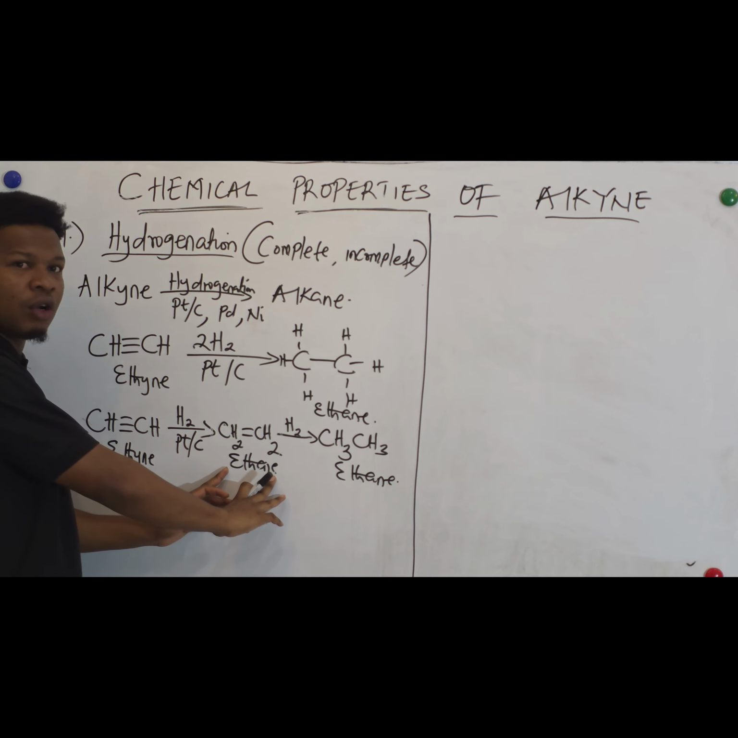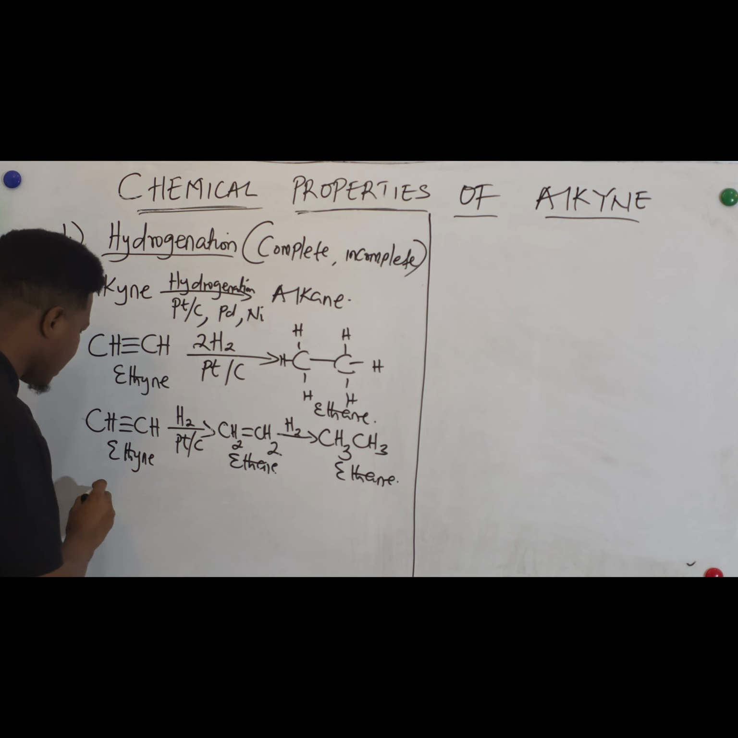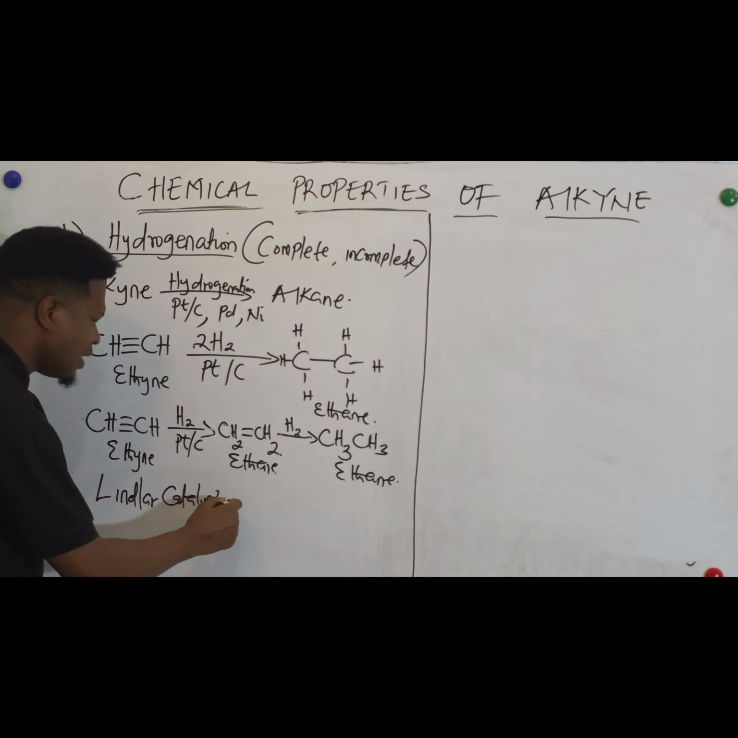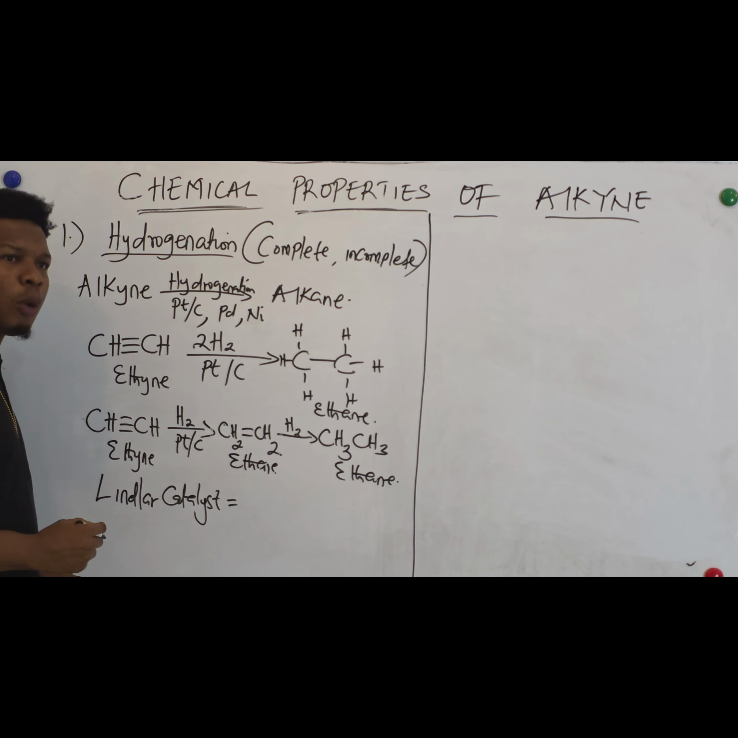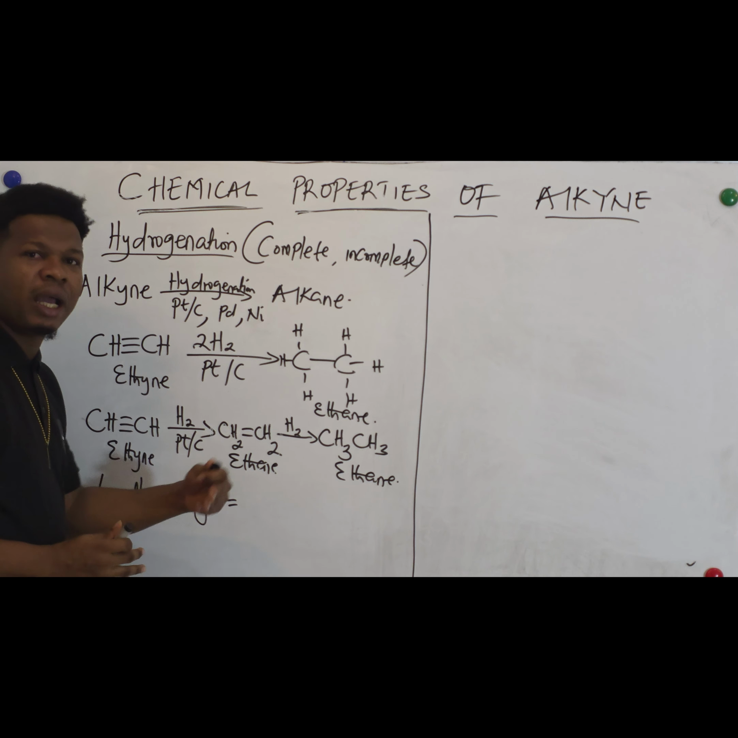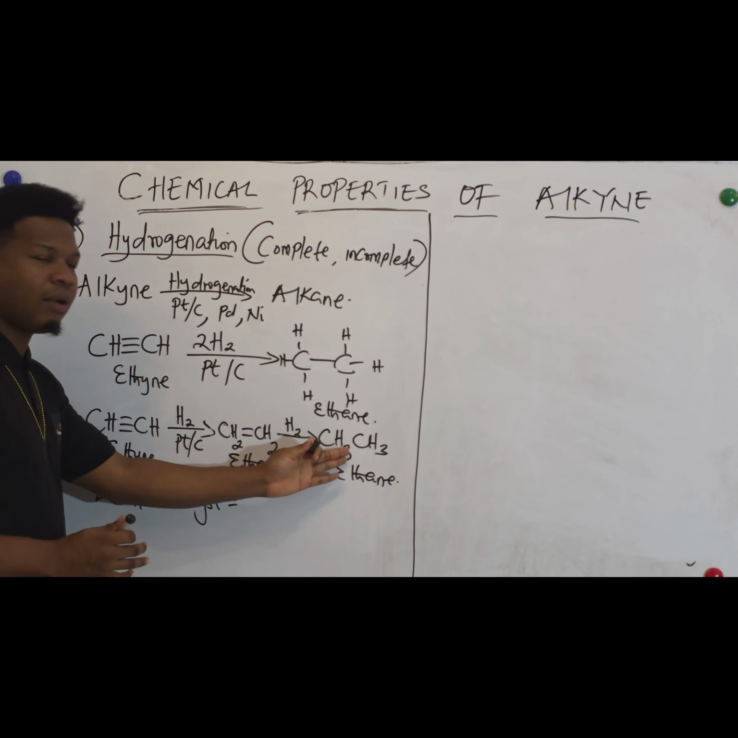That catalyst is known as the Lindlar catalyst. Okay, so this catalyst is special. It's known for stopping this reaction at the alkene. It inhibits further hydrogenation, so it stops the alkyne from being hydrogenated all the way to the alkane.